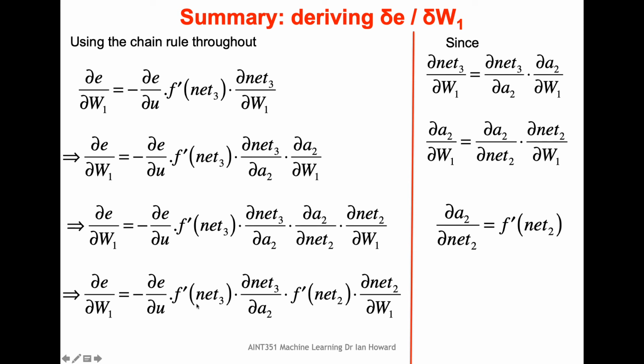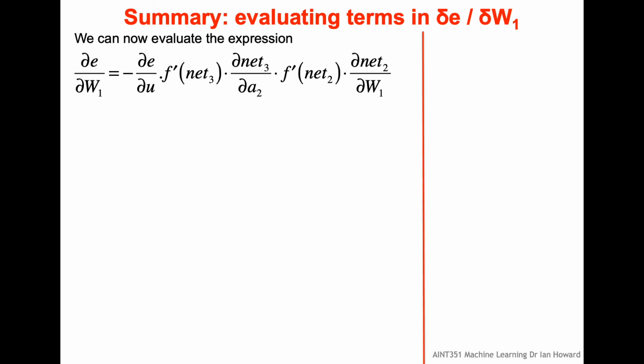We notice, incidentally, f prime of net3 and f prime of net2 are not the same thing because they obviously depend on the outputs at those stages, right? We'll sort that out in a sec. Right, so let's carry on sorting this out. It does get a bit tedious, but that's life. What term are we going to tackle now?